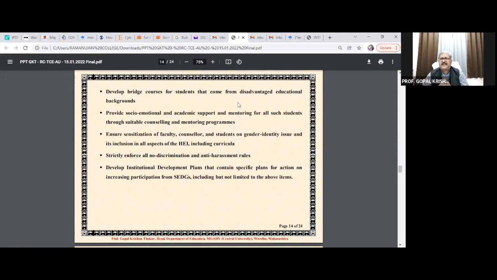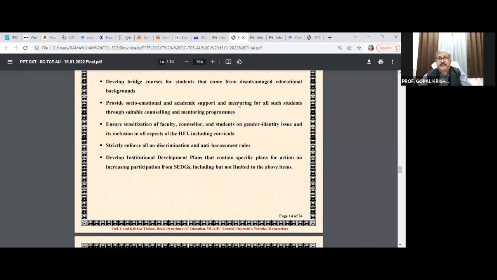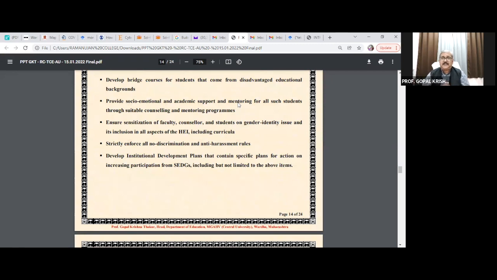So these things have been conceptualized and envisaged in this National Education Policy document to make the educational process at all levels of education, starting from early childhood care education to the highest qualification level at the university system, inclusive and equitable. These were some of the recommendations of the National Education Policy.